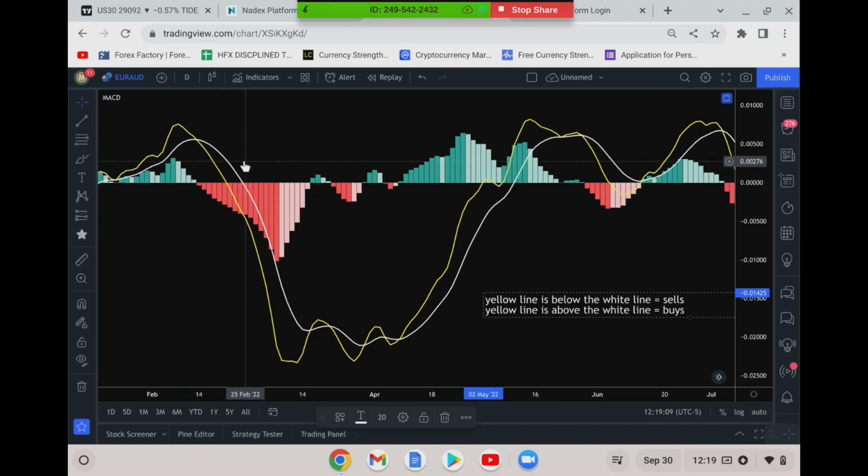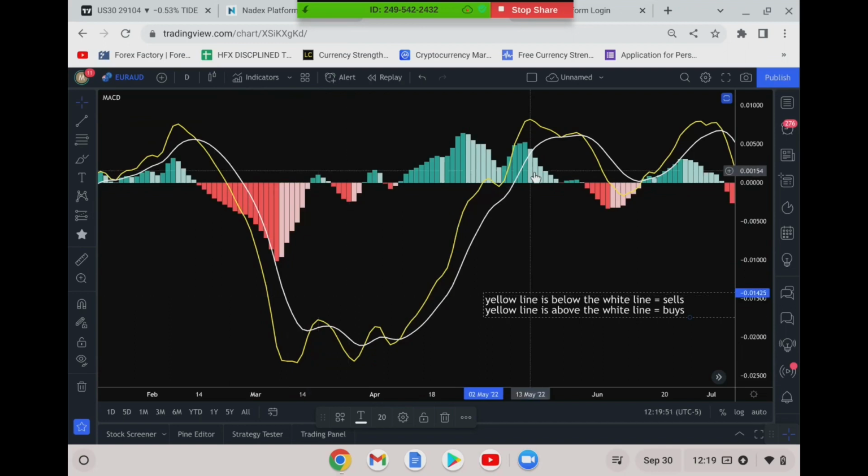Now, extra confirmation that this market was going to move down was if you saw our signal line and our MACD line cross below the baseline of our MACD, and also if you saw an increase of volume on the histogram. That is also another confirmation that we have more momentum entering the market in the downward direction.